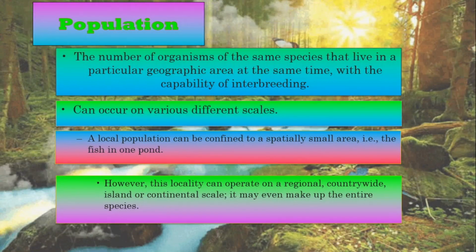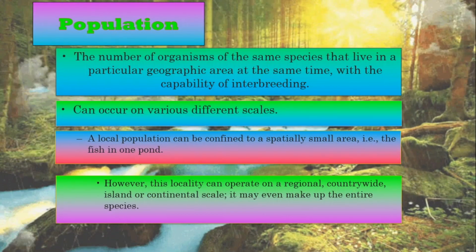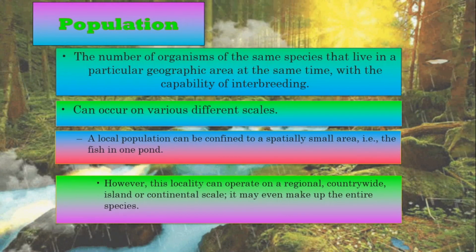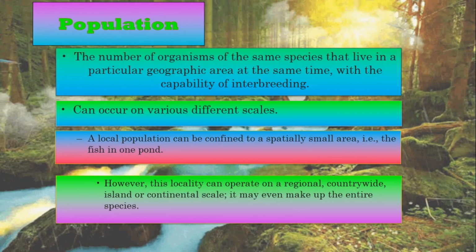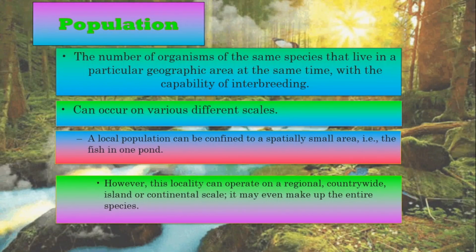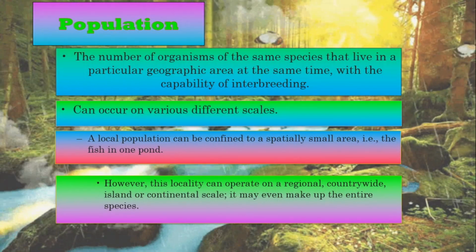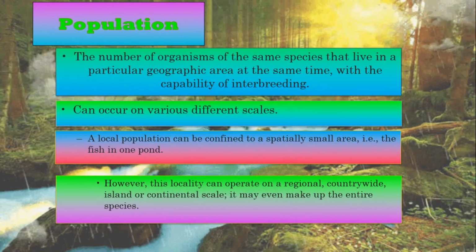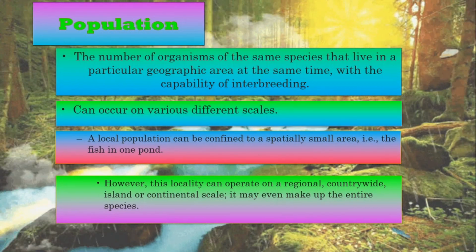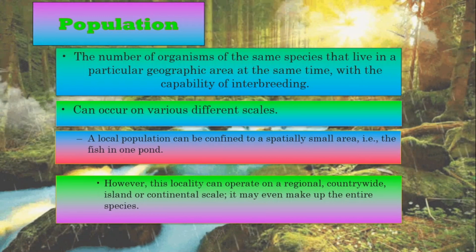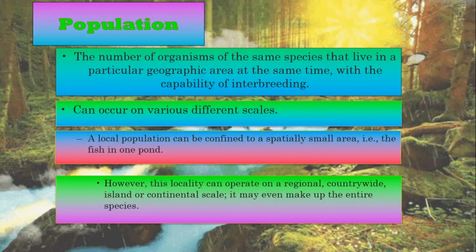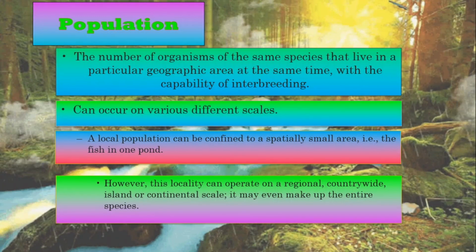Population can occur on various different scales. For example, a local population can be confined to a spatially small area, for example, the fish in one pond. However, this locality can operate on a regional, countrywide, island, or continental scale. It may even make up the entire species.